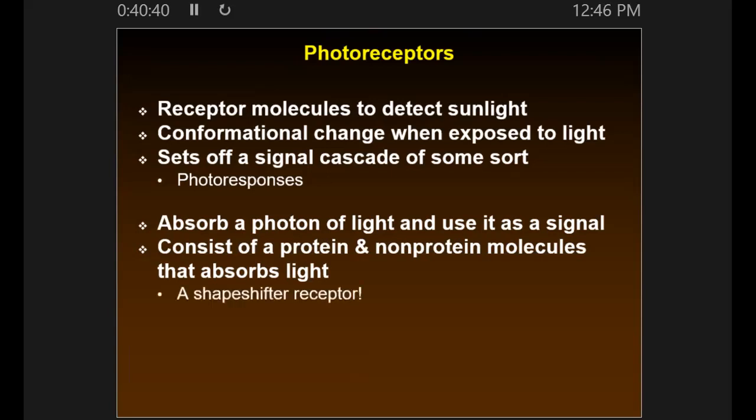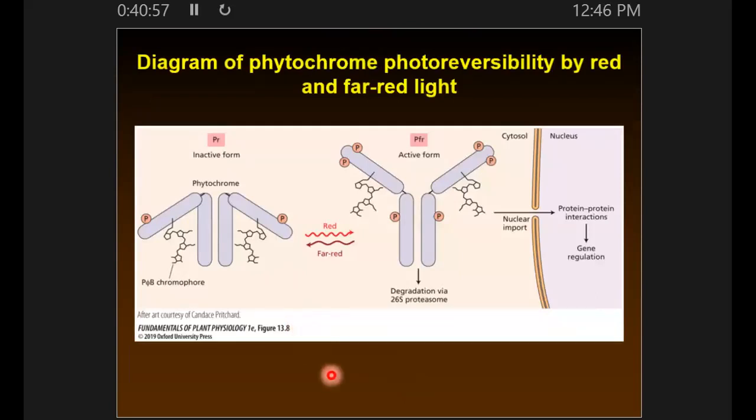So again, this shape-shifting idea. And so there's been many different photoreceptors that have been discovered since then, and I'm sure they'll continue to discover more. So it's this idea of acting as a kind of kicking off the signal cascade process, where you get this information sent to the nucleus and then to the DNA.